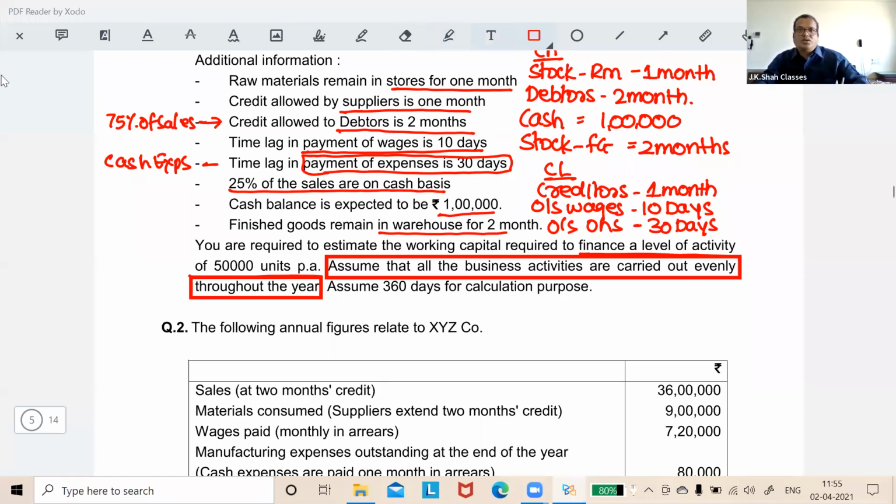And assume 360 days for calculation purpose. What does it mean? Wherever we have days, see, we have taken days at two places, this 10 days and 30 days, take 360 days. Wherever months, don't ask me how many months in a year. 12 months. Good general knowledge.